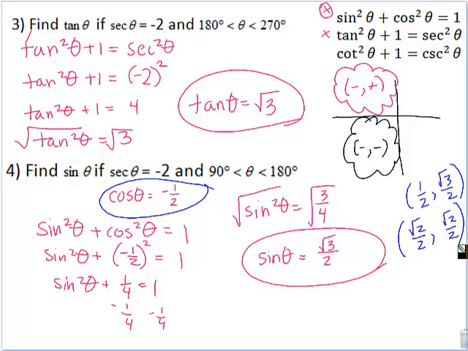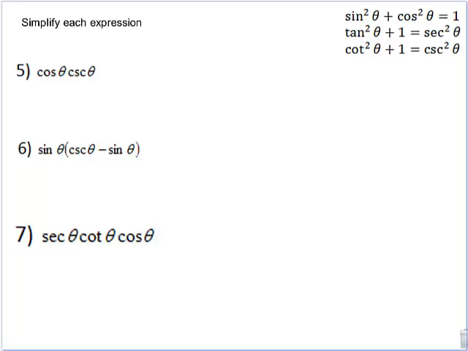Okay, let's try simplifying with these then. Simplify each expression. Essentially what we're doing here is we want to get this down as far as we can, so we just have one term left. Occasionally we'll have 2 terms, but for most of these we should be able to simplify it down to just one term. So here we have cosine of theta times cosecant of theta. That's currently in 2 terms. The way we're going to simplify these down is to change everything to sines and cosines and then see what other identities we have.